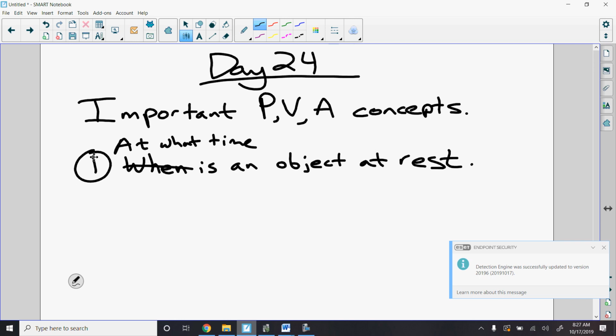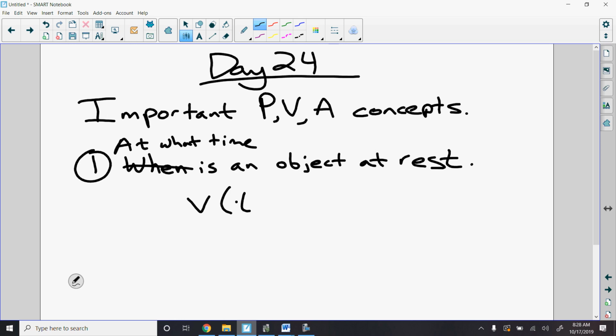But my question that I'll always ask you is, what is at zero? Is its position zero? Is its velocity zero? Or is its acceleration zero? What we need to understand is an object at rest, it doesn't matter about its position or its acceleration. What matters is its velocity. It's all about velocity. So anytime they ask you what time is an object at rest, this means v of t equals 0. An object is at rest when it has 0 velocity.